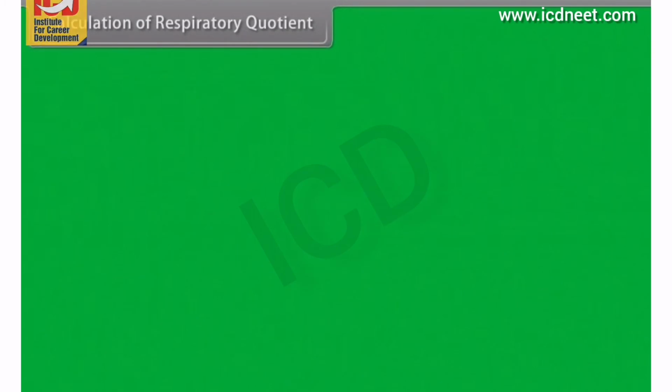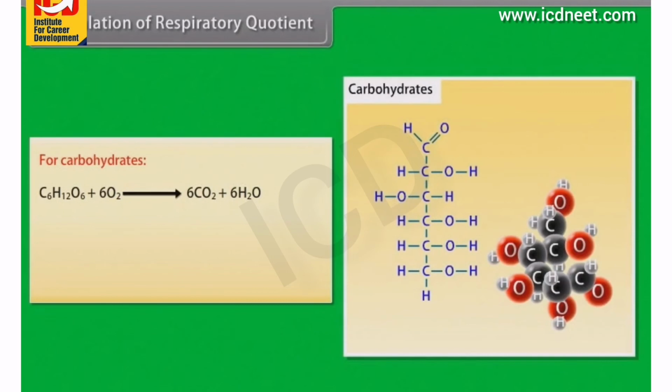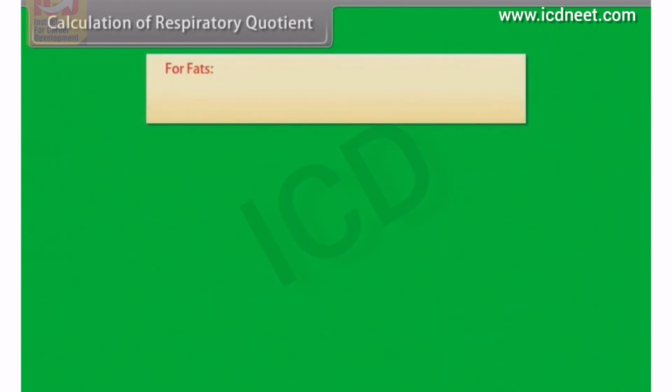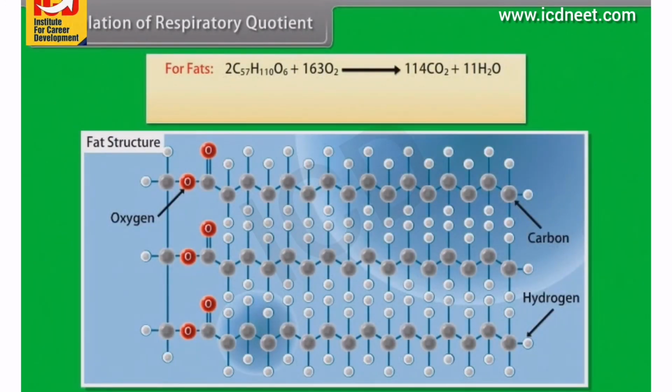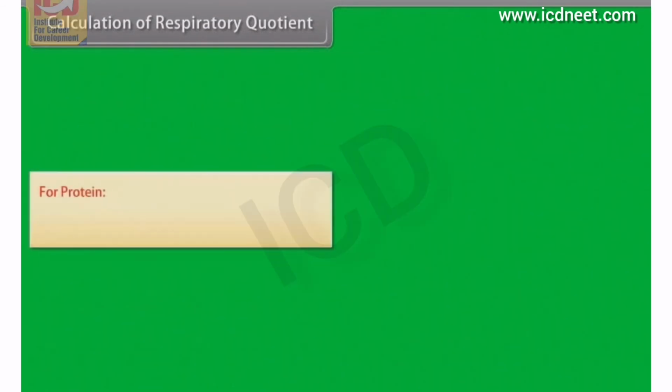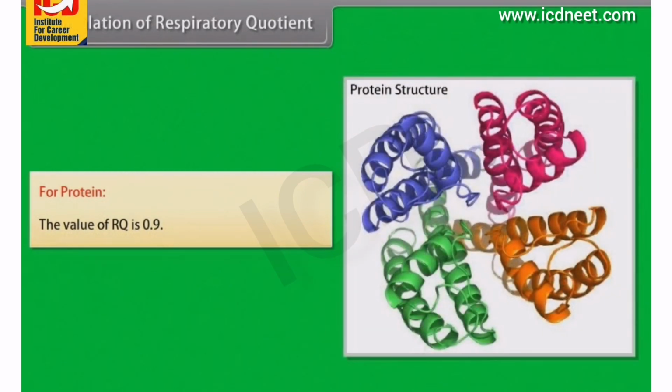Calculation of respiratory quotient. For carbohydrates, C6H12O6 plus 6O2 gives 6 CO2 plus 6 H2O. Respiratory quotient can be calculated as 6 CO2 by 6 O2 is equal to 1. For fats, 2C57H110O6 plus 163O2 gives 114 CO2 plus 110 H2O. Respiratory quotient is equal to 114 CO2 by 163 O2 is equal to 0.7. For protein, the value of respiratory quotient is 0.9.